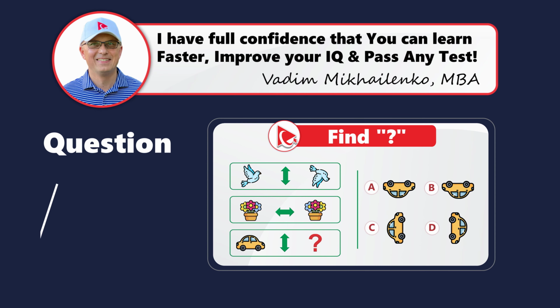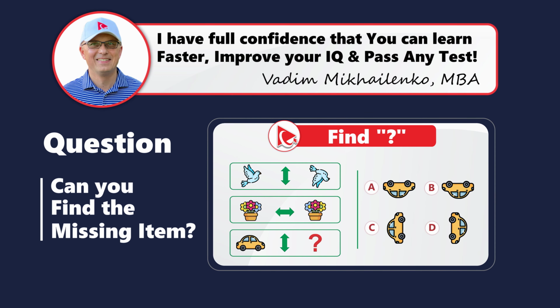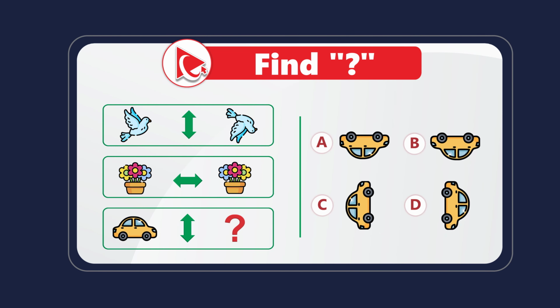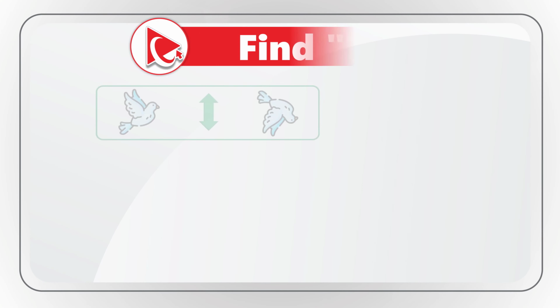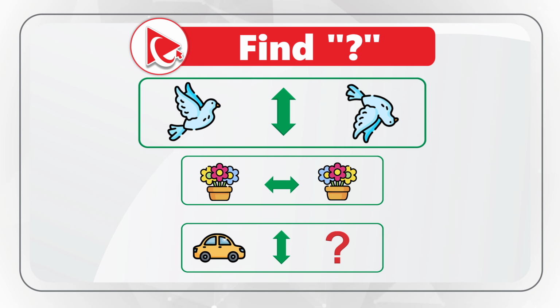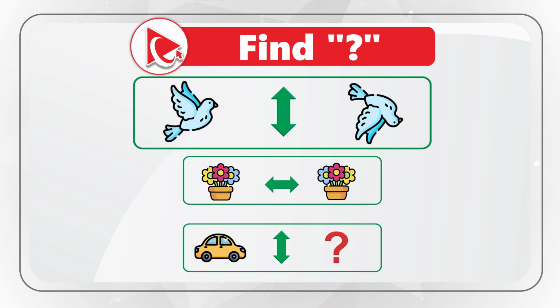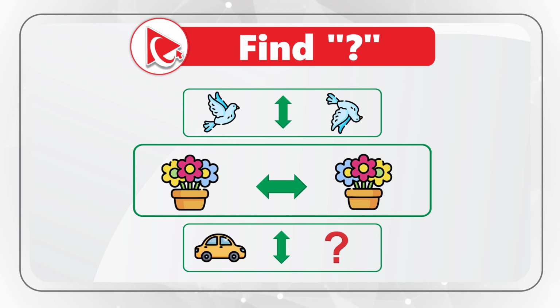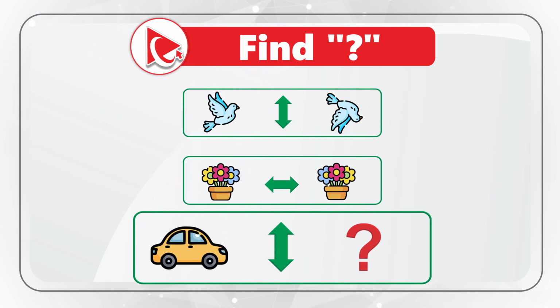Here's the very interesting question, which is frequently used to test your analytical reasoning and spatial reasoning. You're presented with a set of objects, and you need to find the missing item. The set of objects consists of 3 rows. In the first row, you see the pigeon, arrow, and then the pigeon again. In the second row, you see the flower, arrow, and then the flower again. Then in the third row, you see the car, the arrow, and then comes the missing item.